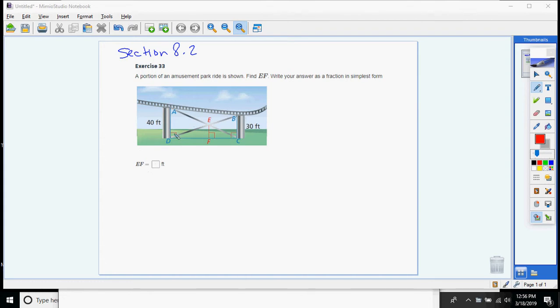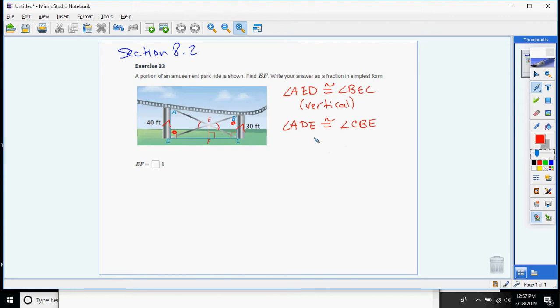So what you really have to do here is figure out, first of all, which triangles are similar. So part one. I know that angle AED is congruent to angle BEC because they are vertical. I also know that this little corner and this little corner are congruent. So angle ADE is congruent to angle CBE because these sides are parallel, alternate interior angles.